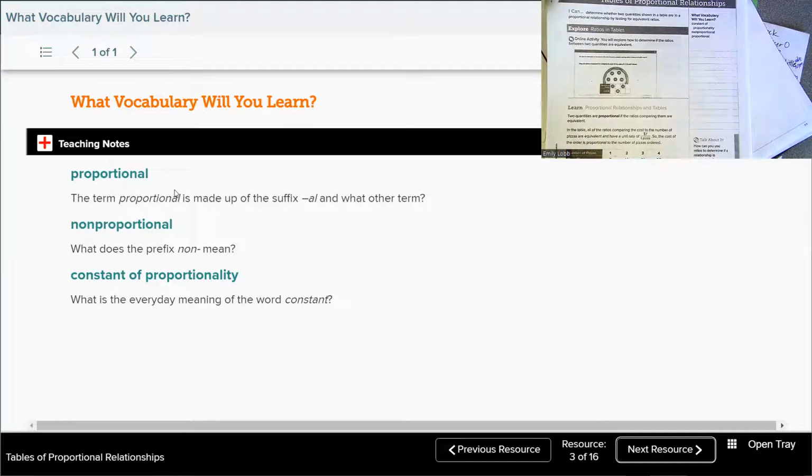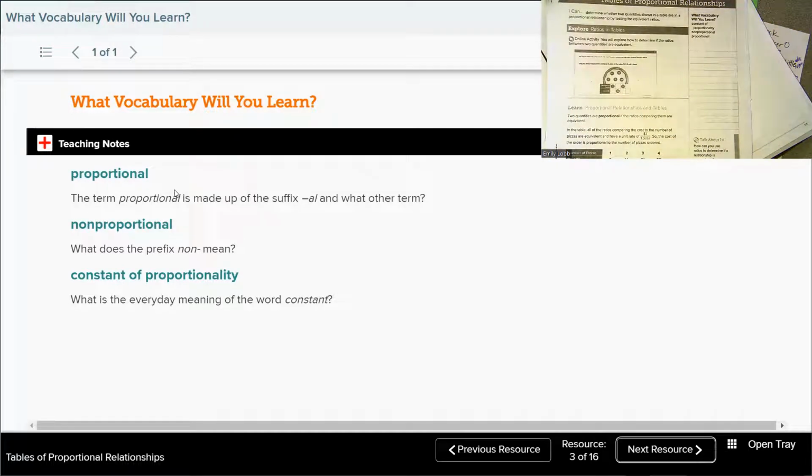And just like ratios are like fractions, proportions are like fractions, right? Because they're talking about different parts. Non-proportional, what does the prefix non- mean? No. Not, right? It is not proportional.